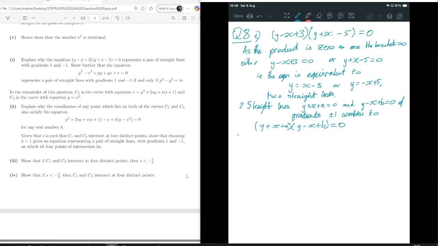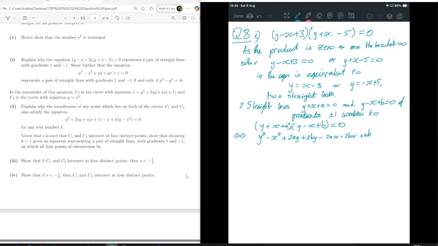Well, if I expand that out, that's equivalent to y squared minus x squared, plus 2ay plus 2by minus 2ax plus 2bx. And what's my final term? I've got an xy term in here somewhere. No, I don't, because the xy terms cancel.